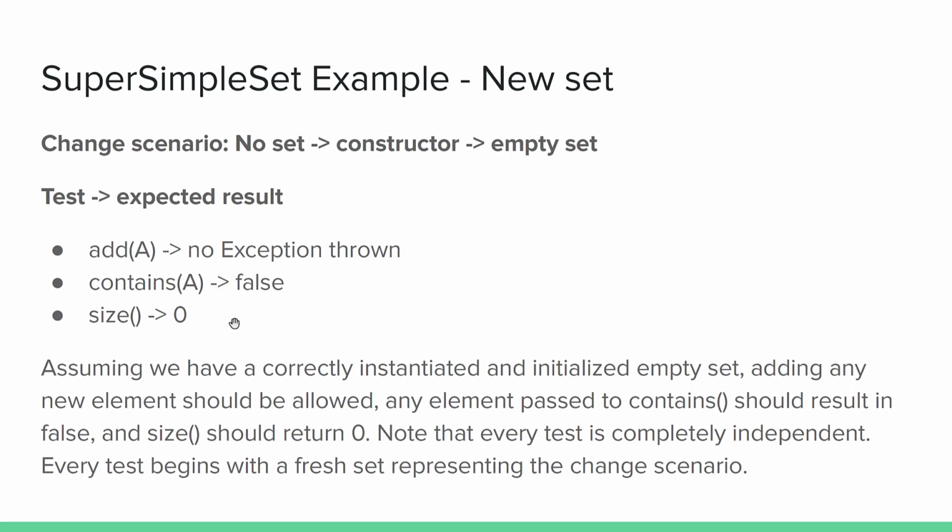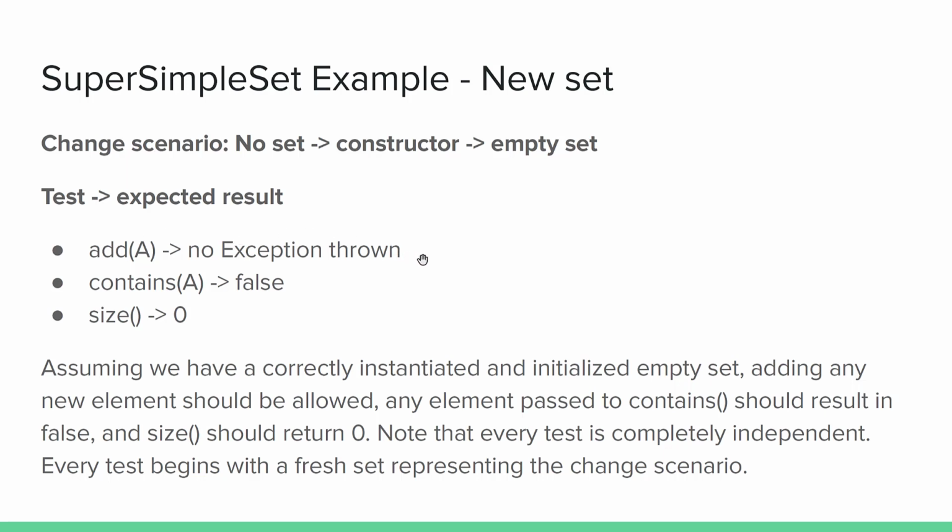These are my tests for the ADT methods to confirm that my change scenario is working correctly, that my constructor correctly initialized the brand new empty set. So if I have an empty set, I should be able to call the add method and pass in some new value. And I expect, as a result, no exception to be thrown.